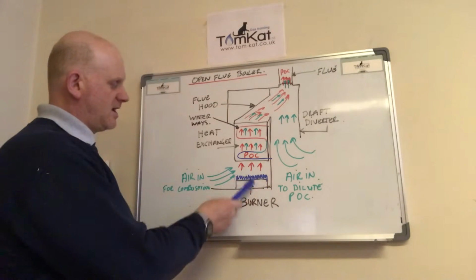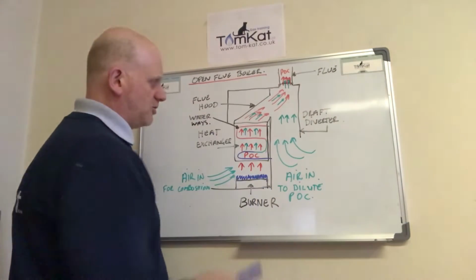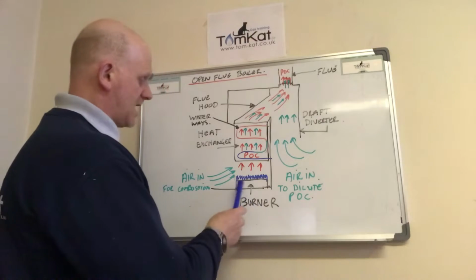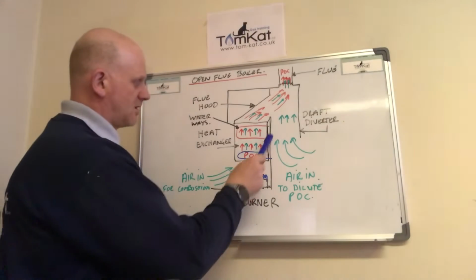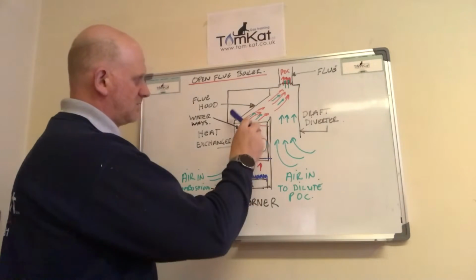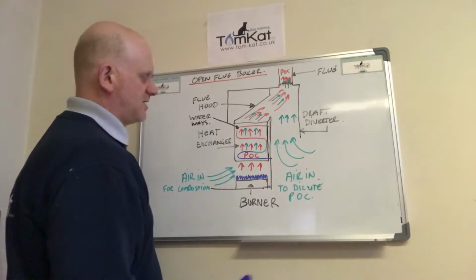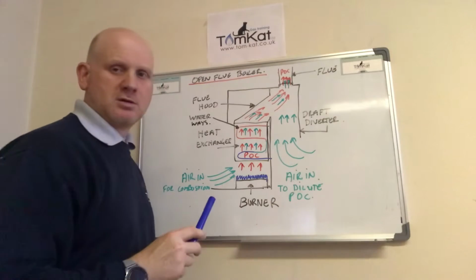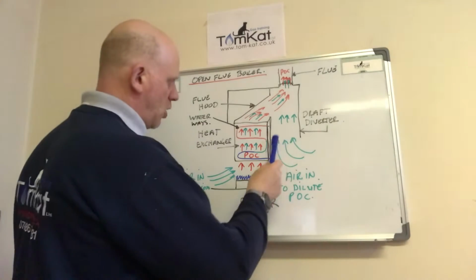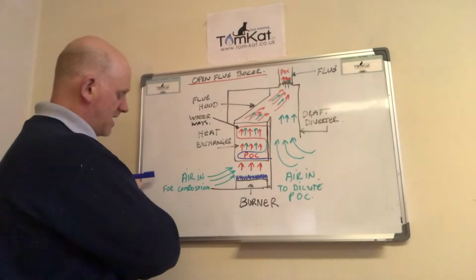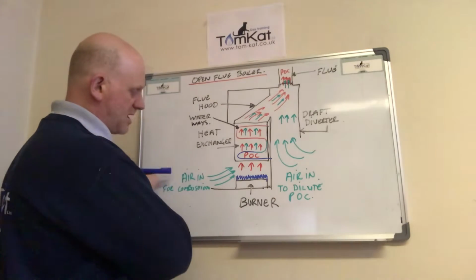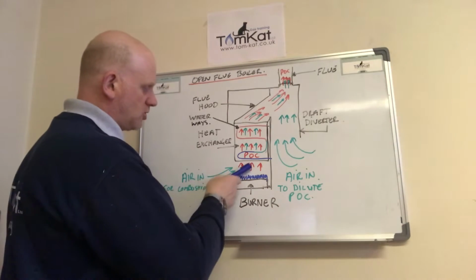So what we've got here is the open flue boiler. So we have the burner at the bottom, we've got the heat exchanger, we've got the hood, and we've got the flue, and the draft diverter is here. This is not a sealed box, this is an open box here. So we get the primary air coming in, so this will be our primary air for combustion.